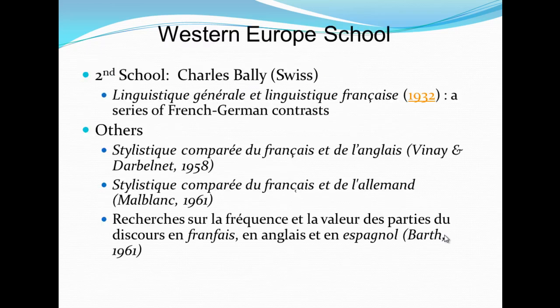For the Western Europe school, Charles Bally is the key figure, and I can see a lot of entries about Charles Bally in your glossaries already. Those entries provide you lots of good information about him. Charles Bally is Swiss, and he did a lot of contrastive analysis work comparing and contrasting French and German. Now, his famous work was this book, Linguistique générale et linguistique française.